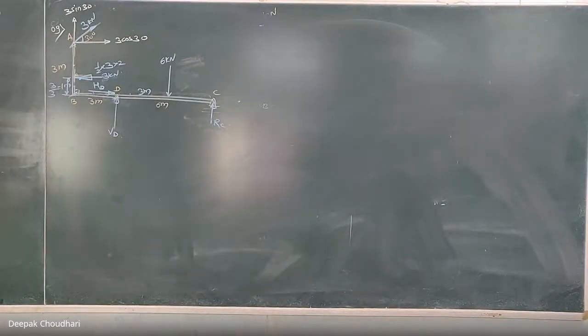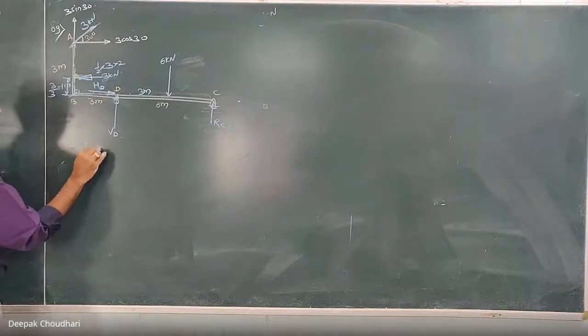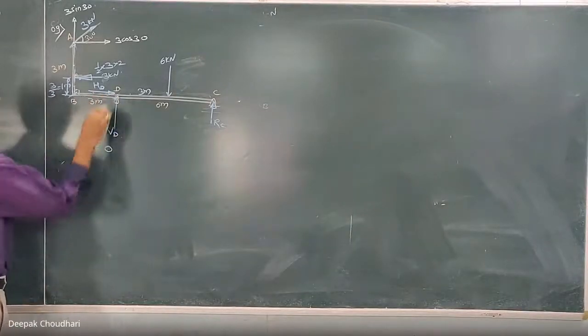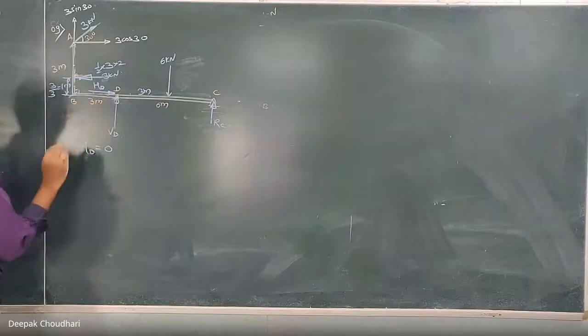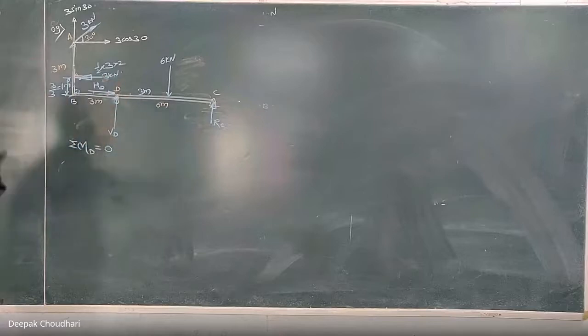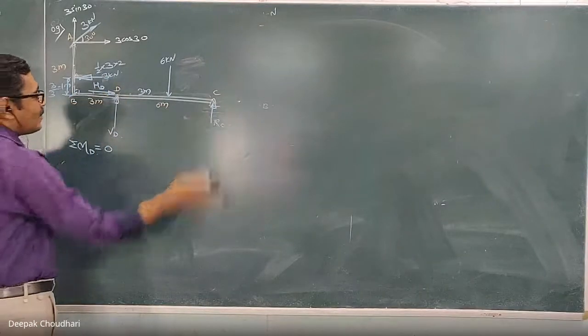Use the first condition of equilibrium: the algebraic summation of the moment of all forces about any point is equal to 0. You can take moments about any point, but I told you to select a point where there are maximum unknowns. So I will select D as the moment center. Let's take the moment of all the forces about point D and equate it with 0. Since we are taking moments about D, the unknowns HD and VD will be eliminated, and you will get RC directly.